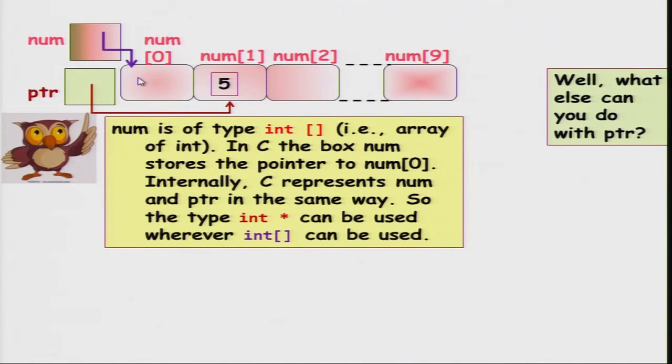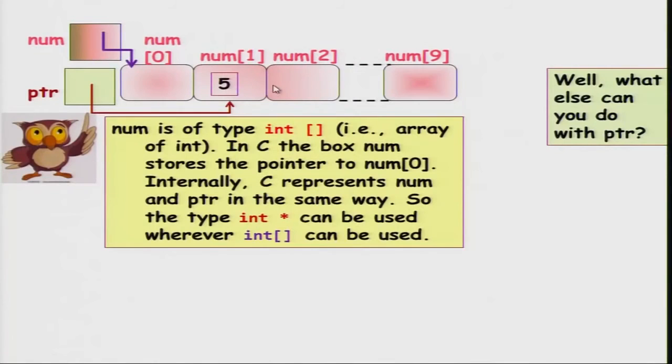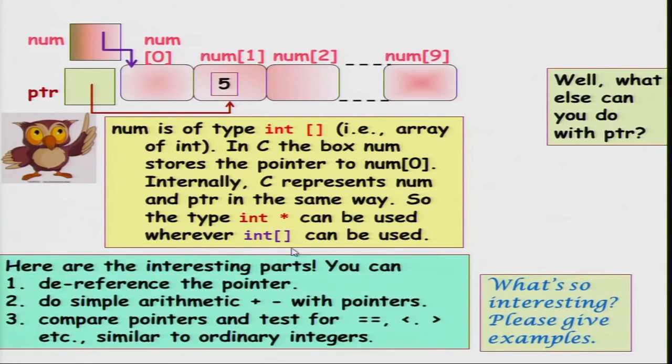So, which gives you the additional information that the next 10 values are also integers. If you just say pointer to an integer, the next location may be something else. But internally as far as C is concerned, an array name num can also be treated as a pointer to an integer. Okay. Now, here are some other interesting things that you can do with pointers.